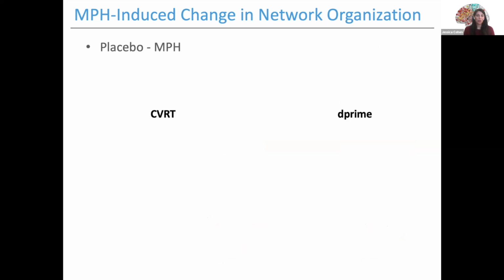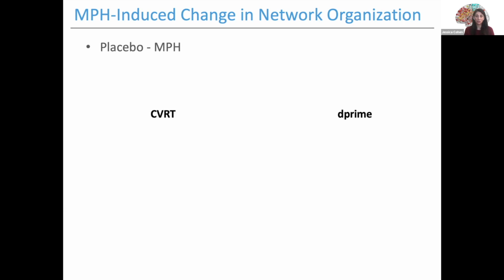So we investigated whether methylphenidate induced change in network organization on the individual level related to improvements in performance on the go-no-go task. We did this by subtracting both network metrics and behavior assessed on the drug day from network metrics and behavior assessed on the placebo day. And we did this separately for each subject. We focused on response variability, or CVRT, and accuracy, or D prime, because these are metrics that are most consistently impaired in ADHD.